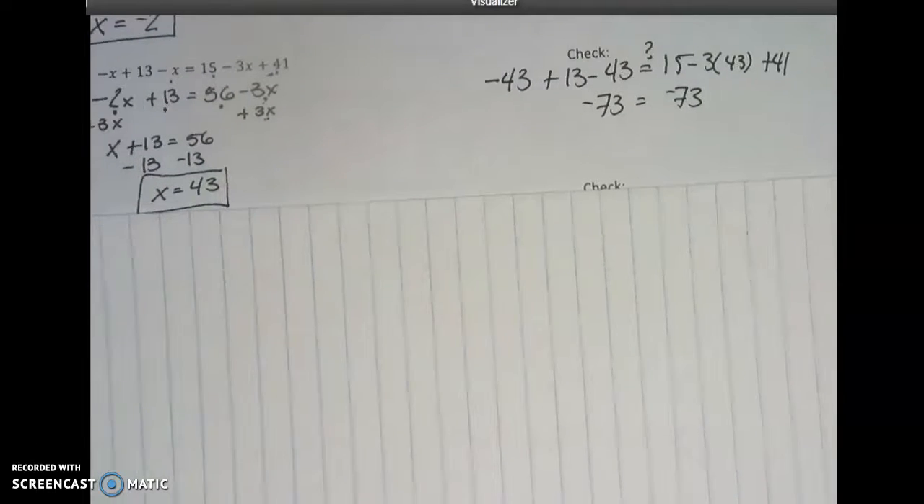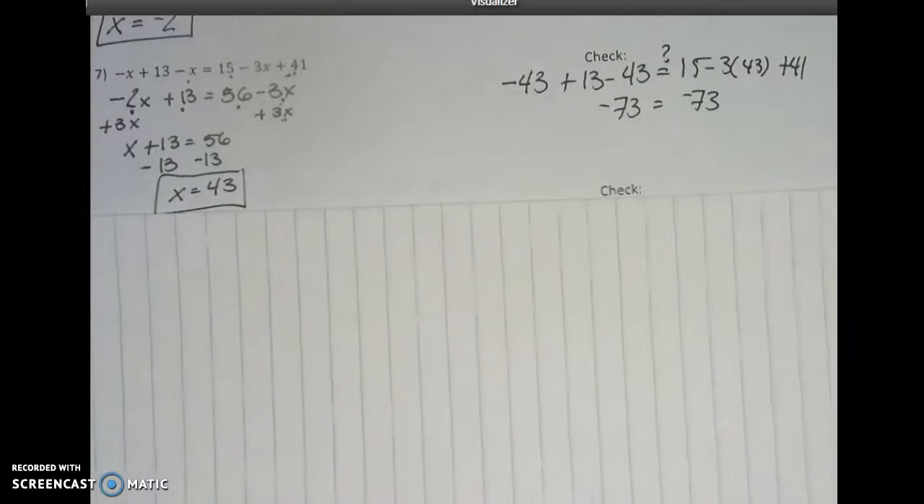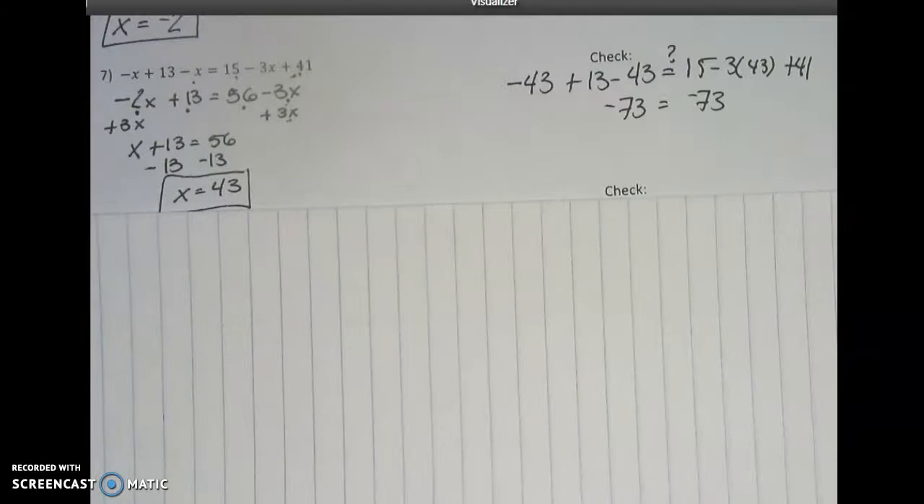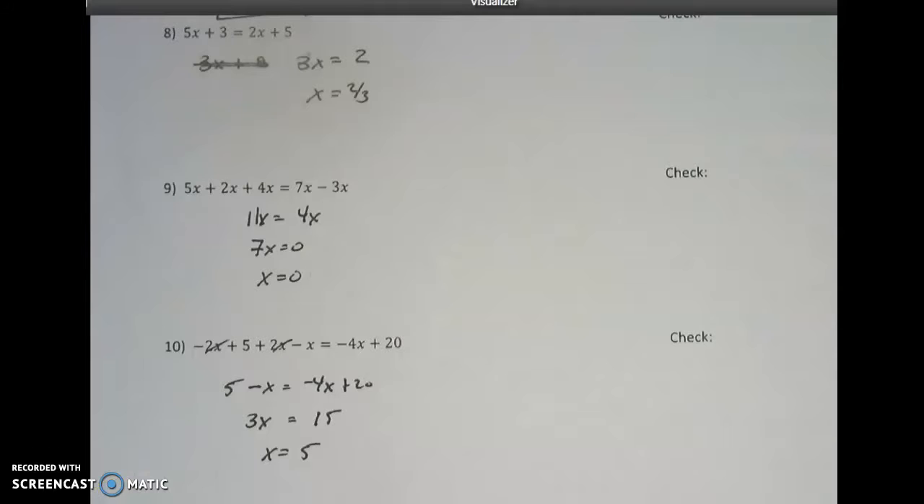I'll scoot that over just a little bit for everybody. Okay, so the last 3, I didn't show much work to them. I gave you the answers. I didn't do the check. So we are going to work on getting the work done. We are going to do the checks and then go from there. But that will end our video for today. All right.